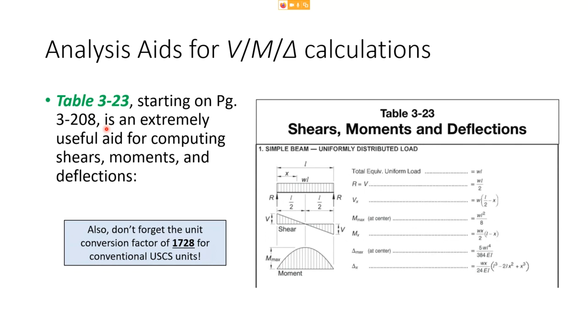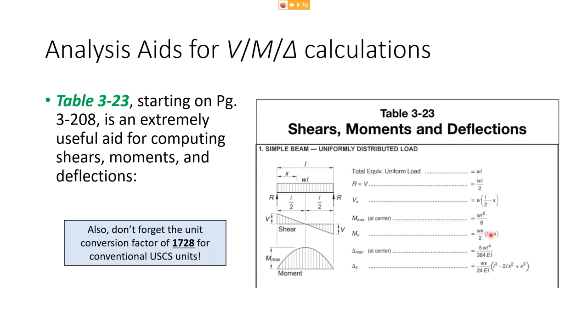I kind of just called that VM delta, just shears, moments, and deflections. You all can call that whatever you want, but it's just your beam analysis tool. So, for instance, simply supported beam, uniformly distributed load, the maximum moment is WL squared over 8. Your maximum deflection is 5 WL to the 4th over 384 EI. And there's also other load cases as well.